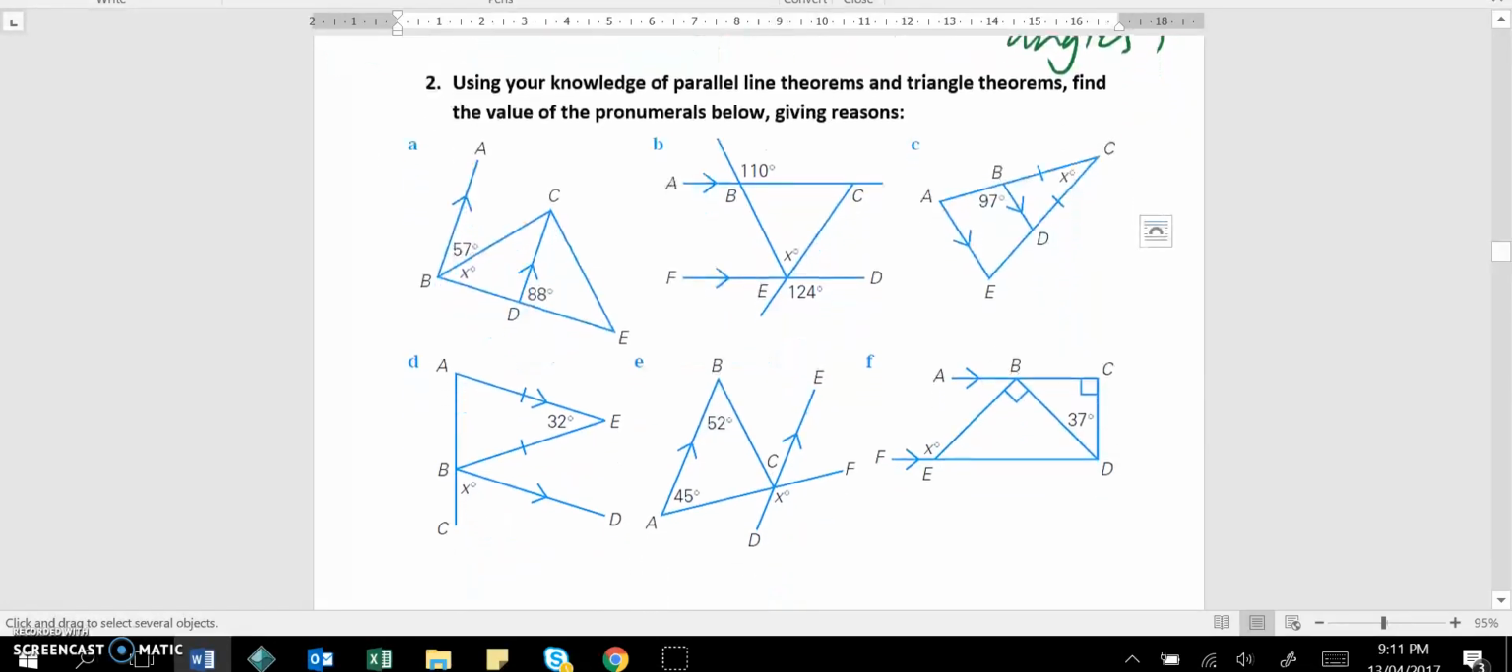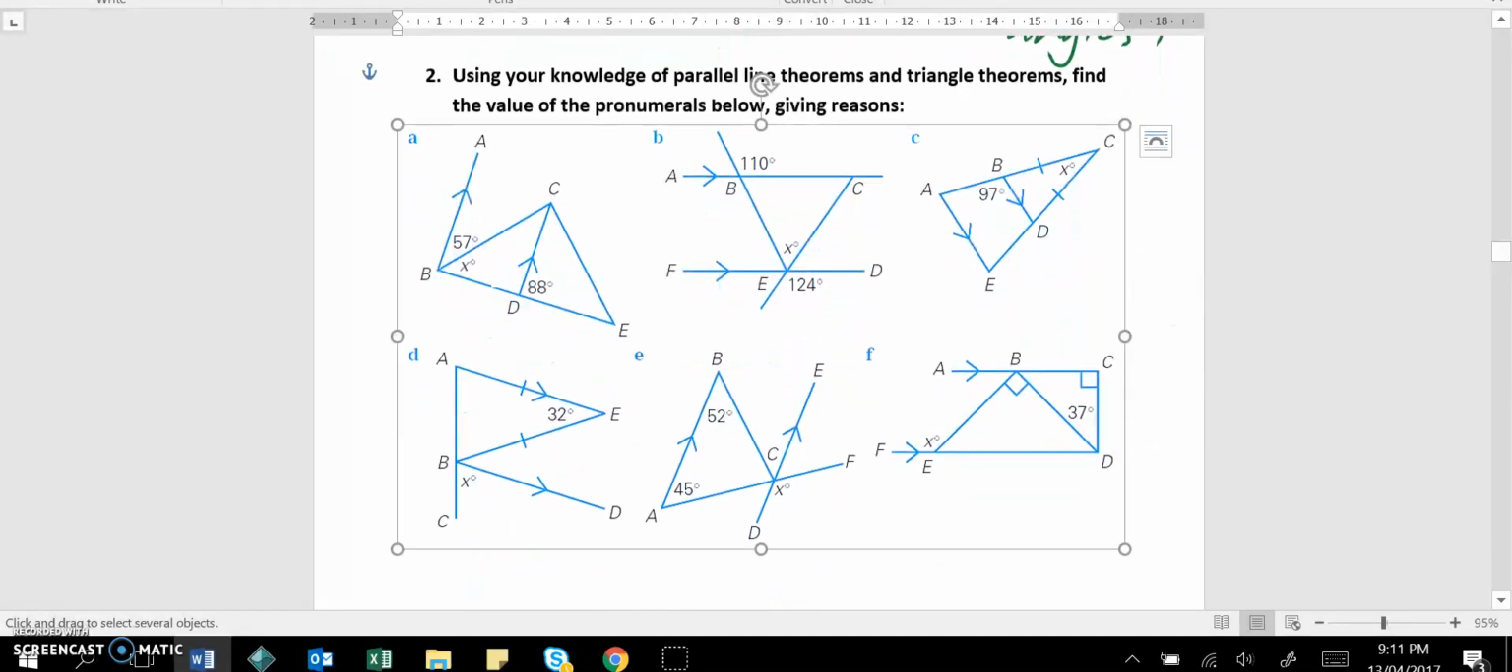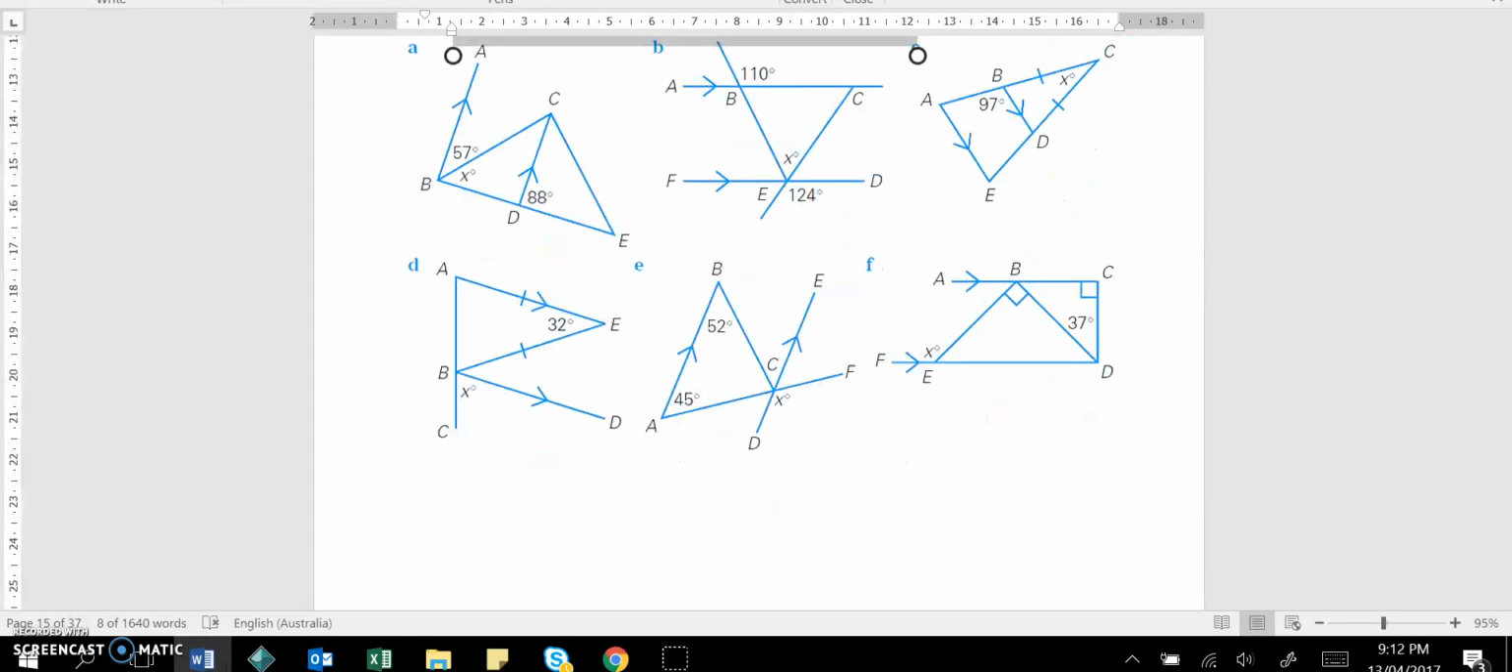Okay, question 2 is very similar to question 1, but it's a little bit more complex. Okay, and you can see that the pictures in that one are showing a lot of different things. Okay, so in this section of work, you're asked to find the value of missing pronumerals, but also you'll notice you have to use your parallel line theorems because they've given you parallel lines. So let's have a look firstly at question A.